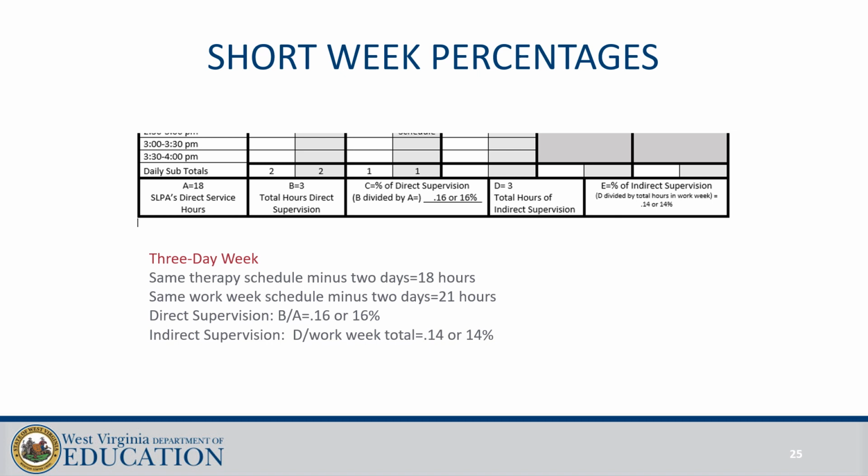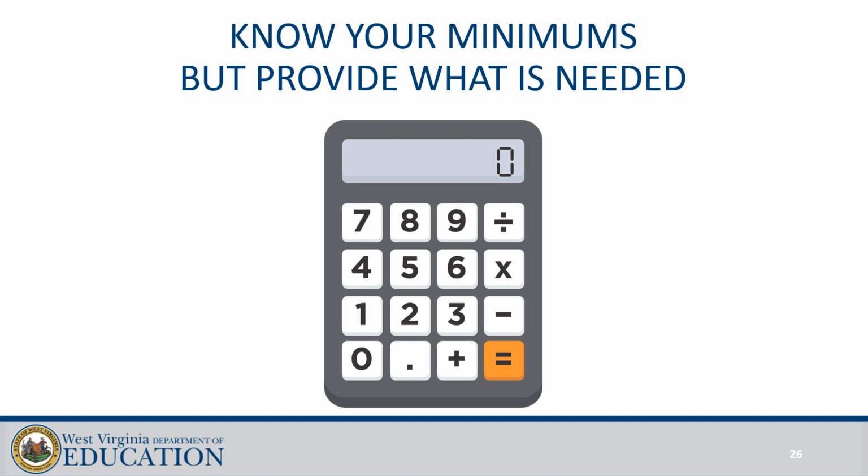You would do the calculations the same, and you can see using the same totals of direct supervision and indirect supervision, our percentage calculations result in a higher number, 16% direct supervision and 14% indirect supervision. Please don't stress or worry about the short week calculations. Just make sure that you document the supervision that took place during that shortened week, and based on what you've learned about the typical minimum that is needed, make sure that you're close. In other words, the SLPA should not go the whole abbreviated week without some supervision. After a while, you will be able to approximate what is needed.